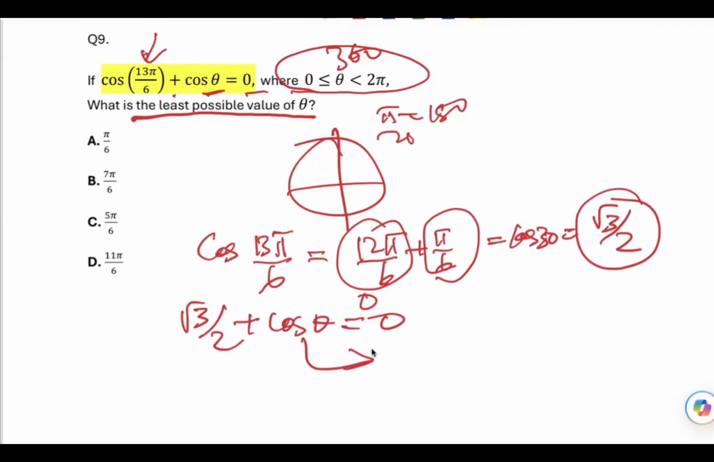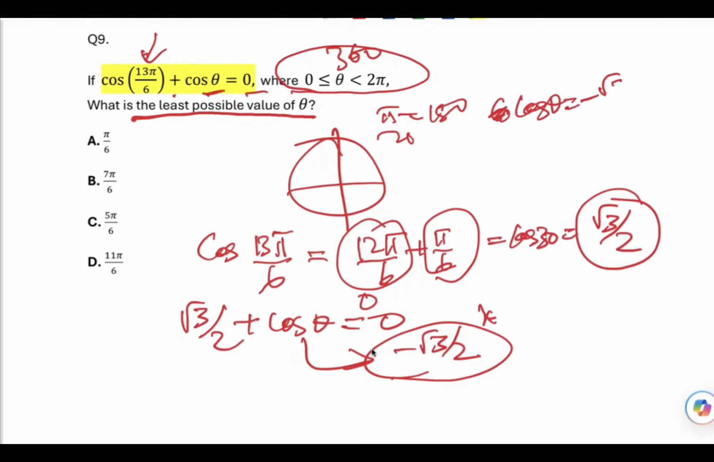That means this should be negative square root of 3 over 2. That's all. Critical thinking. I'm not making anything big. If two numbers add up to 0, one has to be negative. Therefore, you have cosine of a certain number that will give you negative square root of 3 over 2. Now you have to apply your unit circle. Cosine is negative in the second quadrant and the third quadrant. I know the reference angle is pi over 6. If it's in the second quadrant, subtract it from pi. If it's in the third quadrant, add pi.